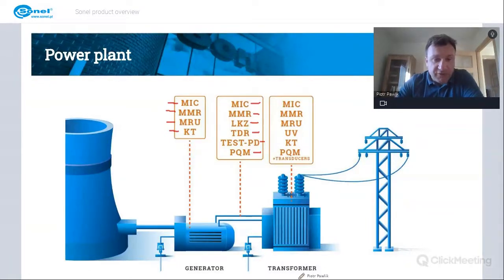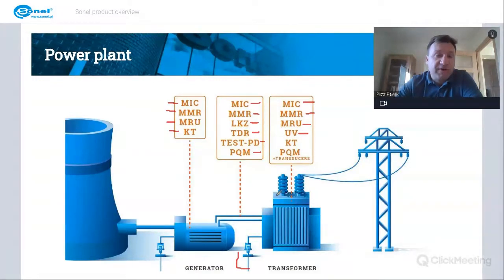Now, further on, let's go to a transformer. And here we can check insulation resistance of windings of the transformer. So that's a MIC series. Continuity of those windings, so micrometers of MMR series. Again, grounding, so that's MRU 120 or MRU 200. We can check if there's any corona effect, especially on the outside insulators of the transformer. So we can do that with the UV camera.